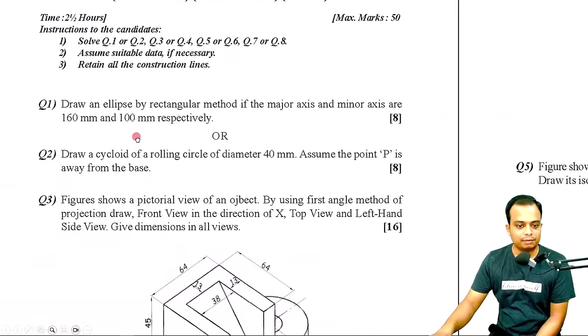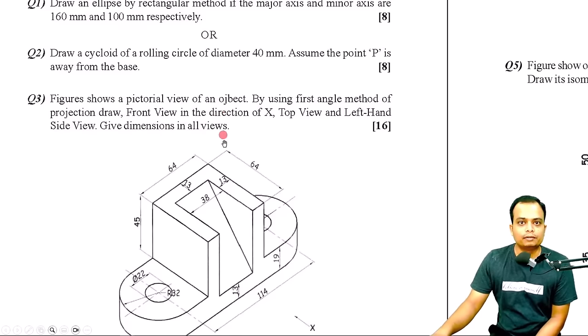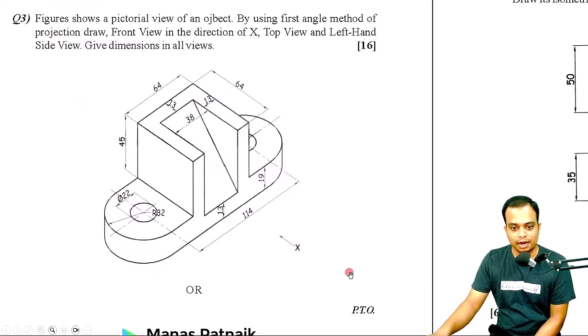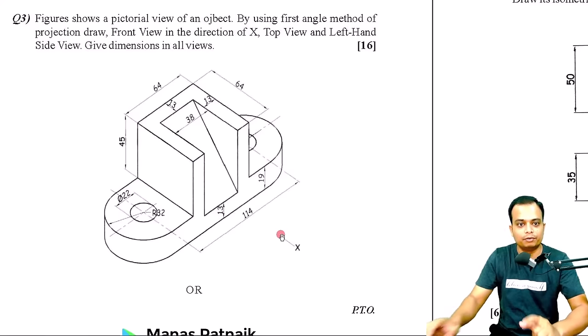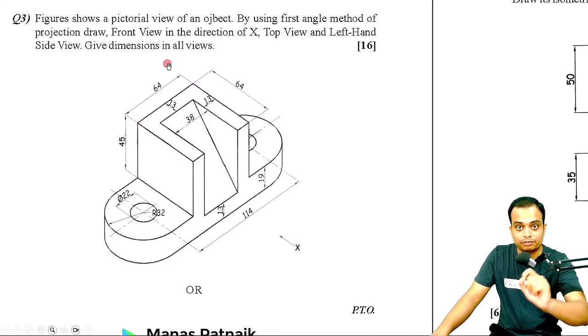Problem number three, and let me just show this to you. Figure shows a pictorial view of an object. This sort of is a 3D view where you can see all the dimensions, length, width, and the height. By using first angle method of projection, draw front view in the direction of X. So this is X, and from here you can see the front, right? So that decides your front view. Top view from over here and the left hand side view from this side. Give dimensions in all the views, it's very important.